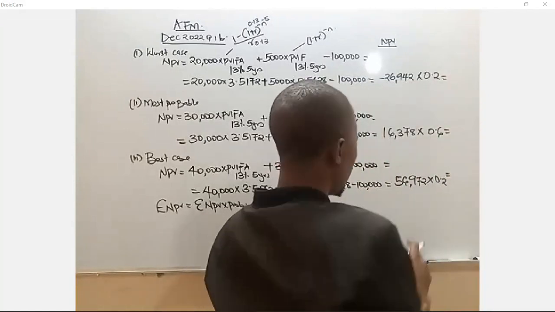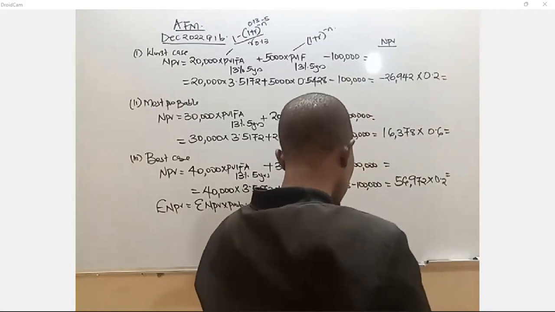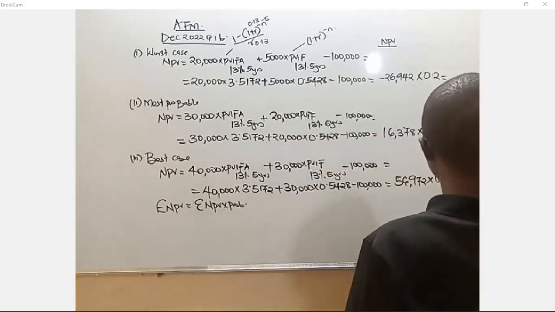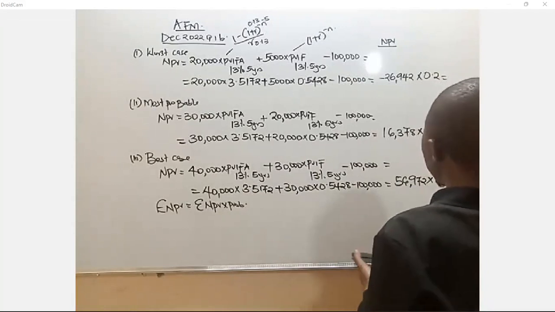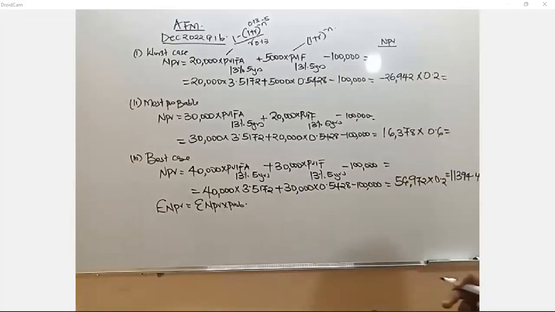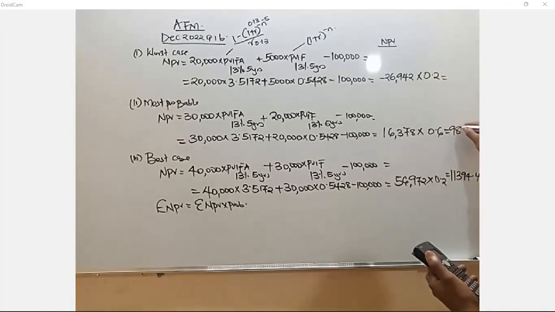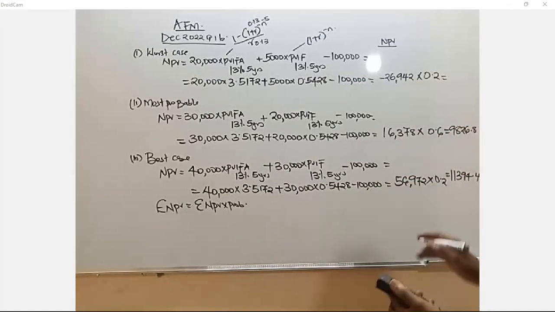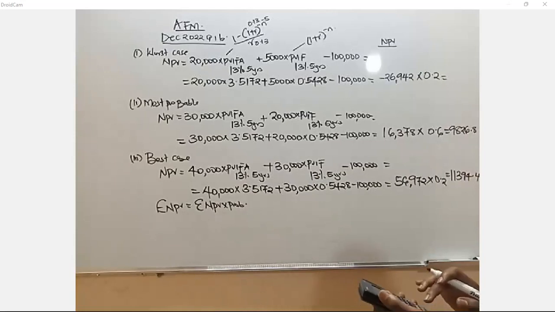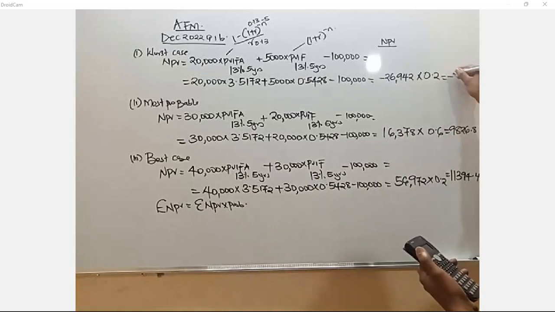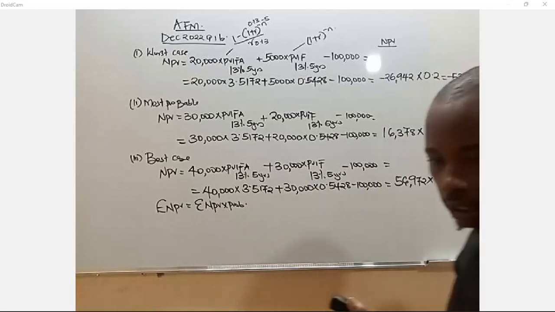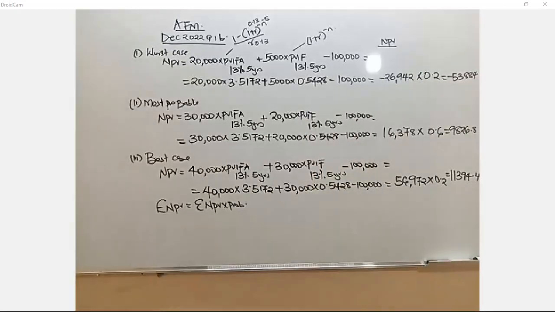Let me start with the last one, 56,972 times 0.2. I'm getting 11,394.4. The second last will be 16,378 times 0.6, getting 9,826.8. Then we have negative 26,942 times 0.2. Now I'm getting negative 5,388.4.